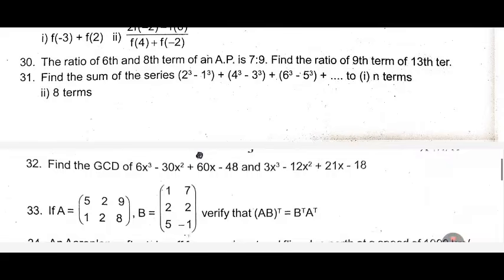30. The ratio of the 6th and 8th term of an AP is 7:9. Find the ratio of the 9th term to the 13th term. 31. Find the sum of the series.